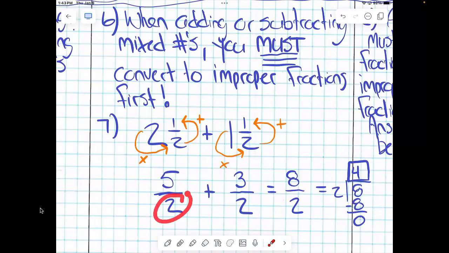Are the denominators the same? Yes. So I can add the numerators? Yes. 5 plus 3 is what? 8. Denominator stays 2. That's my final answer? No. Why? What is this?